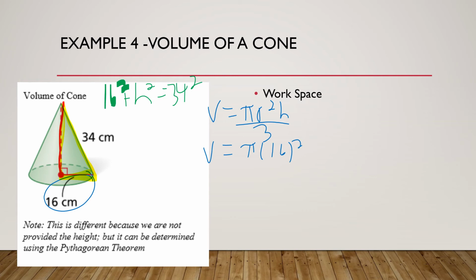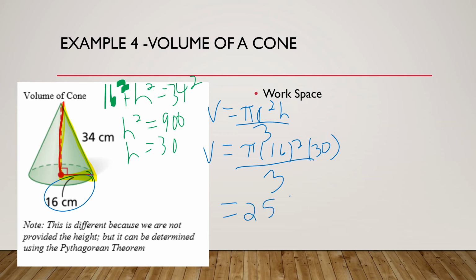So if we do our math, we get that our height squared is equal to 900. Take our square root, our height would be equal to 30. So now we can substitute in 30 for the height, divided by 3. Again, we would do our math. 16 squared times 30 divided by 3 would give us 2,560. We still are in terms of pi. And we're measuring in centimeters, so that would be centimeters cubed.